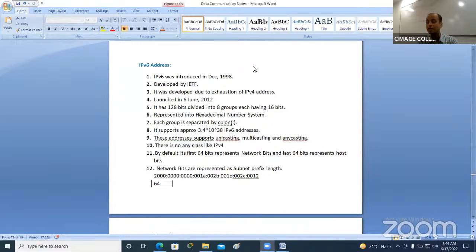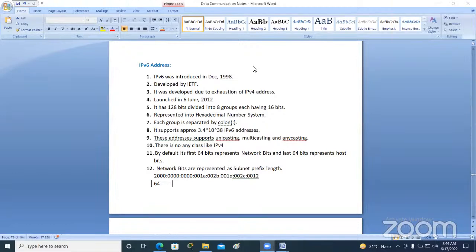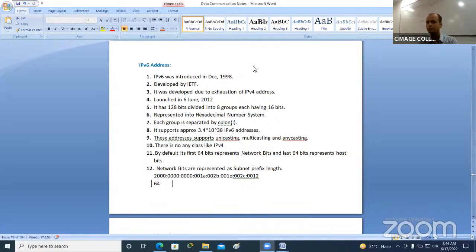And it has 128 bits. In case of IPv4, only 32 bits. But in case of IPv6, 128 bits, and these 128 bits are divided into 8 groups, and each group has 16 bits. IPv4 is represented in decimal numbers, but IPv6 is represented in hexadecimal. In case of IPv4, each group is separated by a dot, and in case of IPv6, each group is separated by a colon.